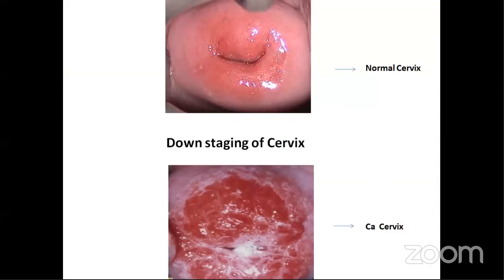And then we also learned about downstaging of cervix, which is an experimental approach by the WHO, wherein ANMs or staff nurses can recognize by naked eye appearance the normal and the abnormal cervix and accordingly refer the cases to appropriate higher centers.